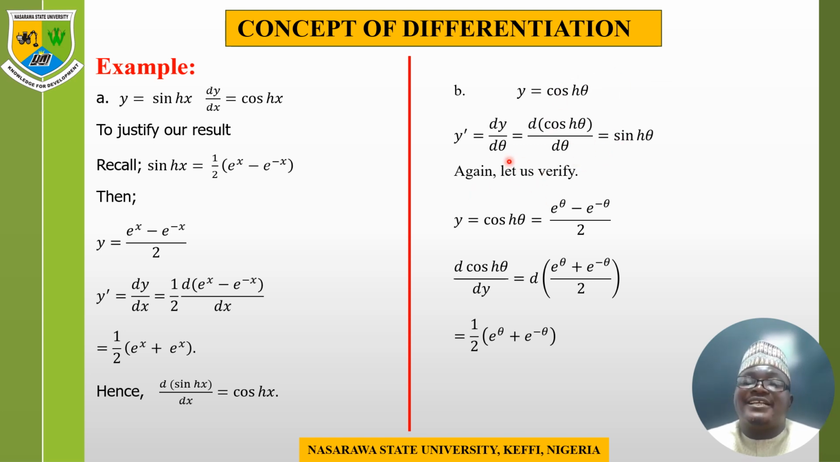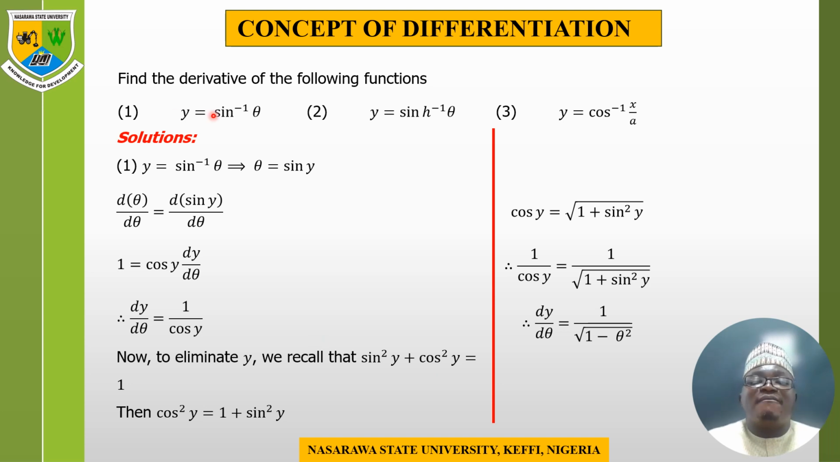To justify this result here, we know our cos x is the same thing as e raised to power x from the previous one minus e raised to power minus x. But since from this example we are using theta, you are going to replace this with theta. Then now, when you differentiate this one completely, you are going to have this. And if you look at this one, it is sine from the value.